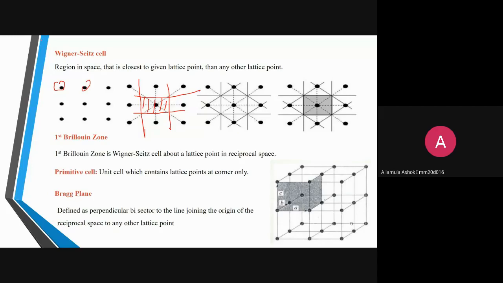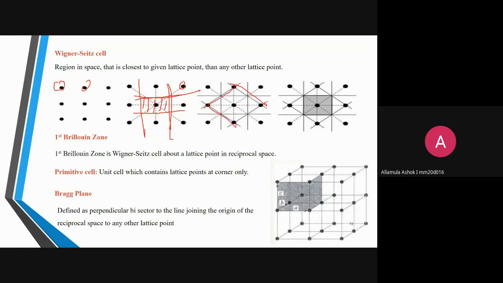And before defining the second and third Brillouin zones, we should know the Bragg plane. A Bragg plane is nothing but the perpendicular bisector to the line joining the origin of the reciprocal space to any other point. Here, this is one Bragg plane. This is another Bragg plane, which is the perpendicular bisector of these two lattice points. Generally, we call these the first Bragg planes. Similarly, the perpendicular bisector of the middle point and this corner point.